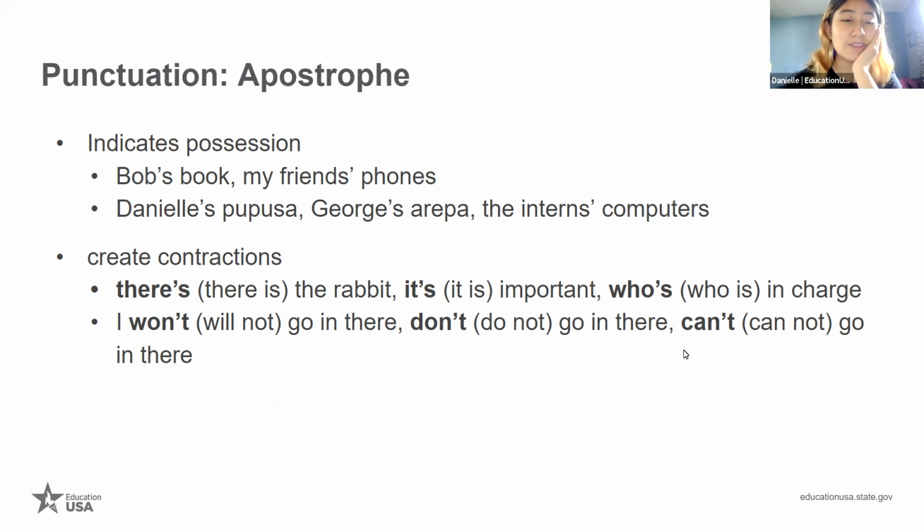Okay, guys, so we have the apostrophe, which, as most of you know, is used in contractions already. So we have there is, it is, who is, I won't, I don't, I can't, and then you have the full words of what it's supposed to mean in the parentheses. It's also possession. So we have Bob's book, my friend's phone, Daniel's pupusa, George's arepa, the intern's computers. You guys are going to notice that they're both nouns. Basically, with both nouns, if they're both plural, you use the apostrophe on the outside of the word.